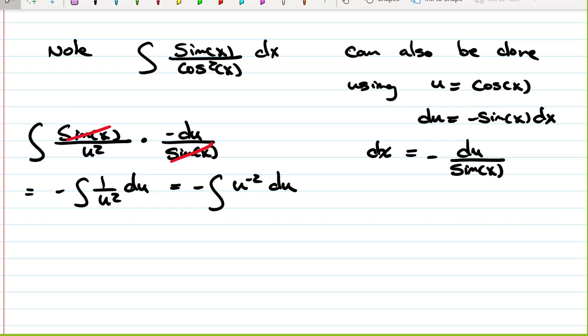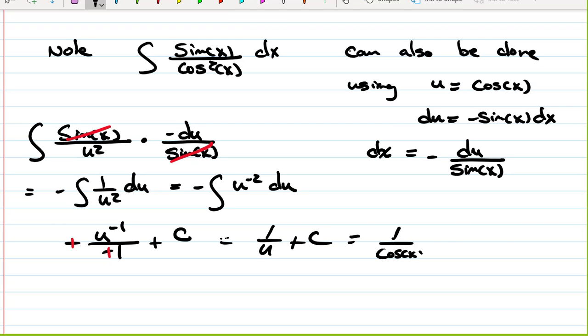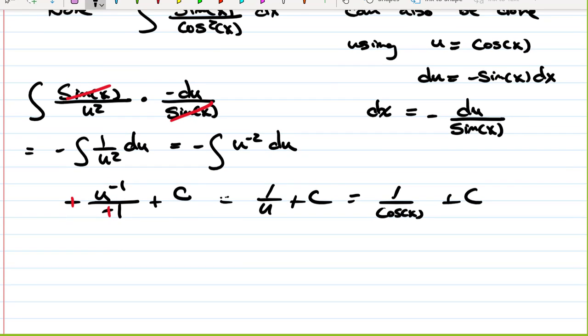So now we would use our polynomial rule. So we have our negative from here, and then we would add 1 to the exponent and divide by it. So negative 2 plus 1 is negative 1, divided by negative 1, plus c. Minus minus would make it a positive, so we would get 1 over u plus c, but our u is cosine, that's 1 over cosine x plus c, but 1 over cosine is secant x plus c.